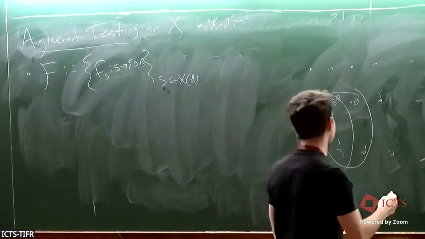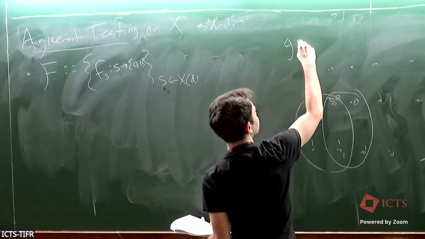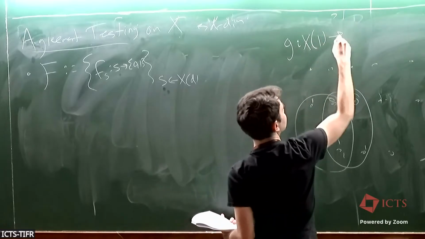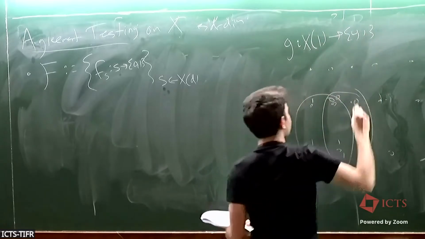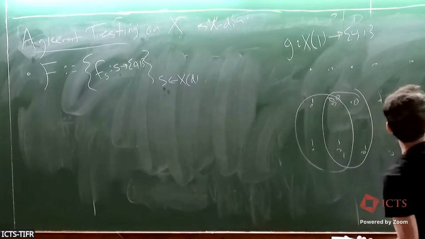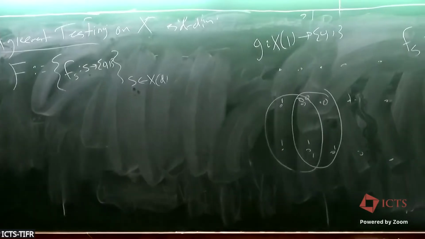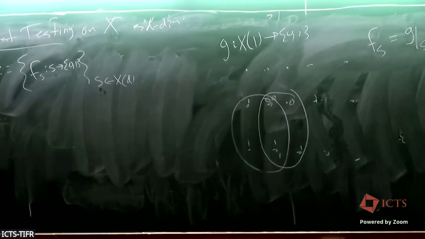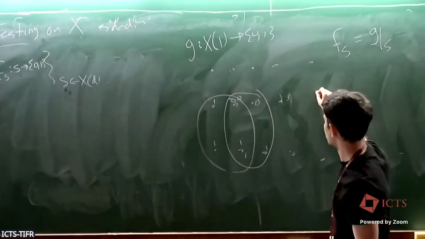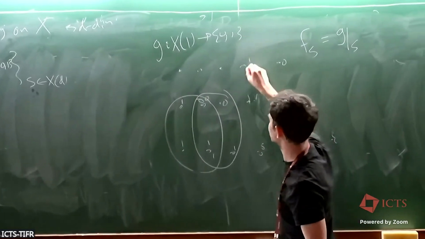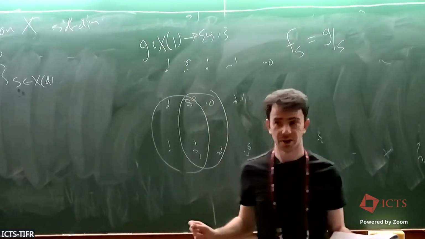I'd like to test, is there really some global function g sitting on the vertices of X, such that the value of f_S is just equal to this global function g restricted to the set S? Do these really agree with some global function extension that's defined on the entire complex?